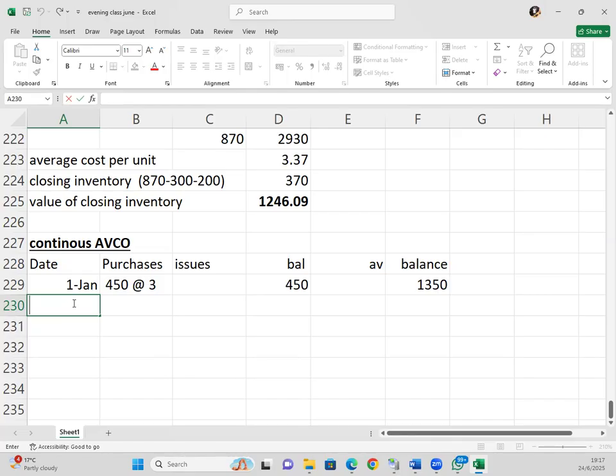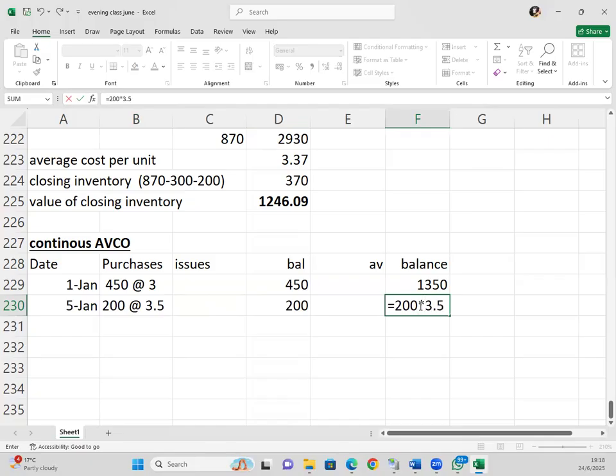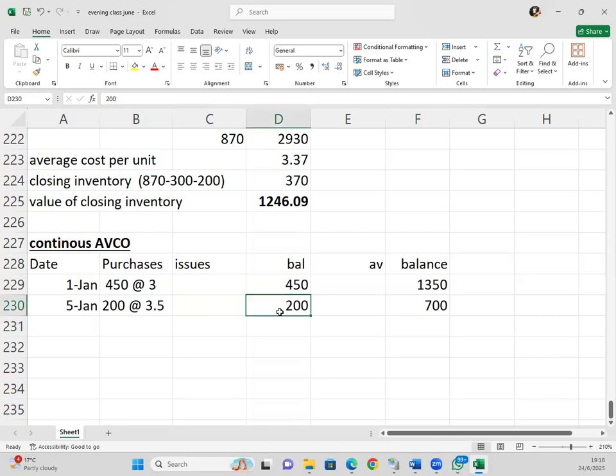So let's move on. After 1 January, the next date is 5 January. Again, we bought how many units? 200 at 3.50. So we add here 200. This side is the value, 200 times 3.50.